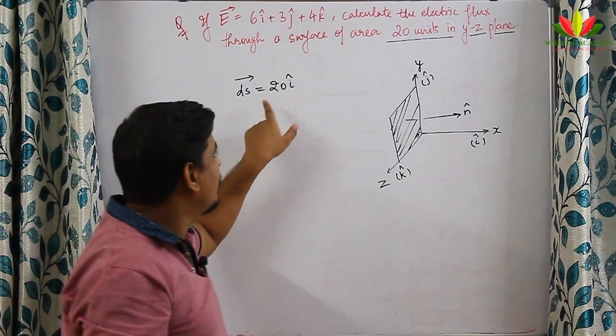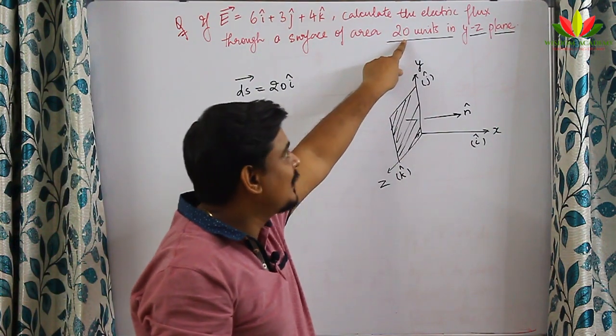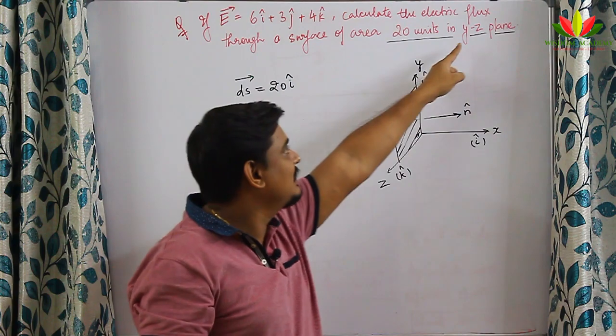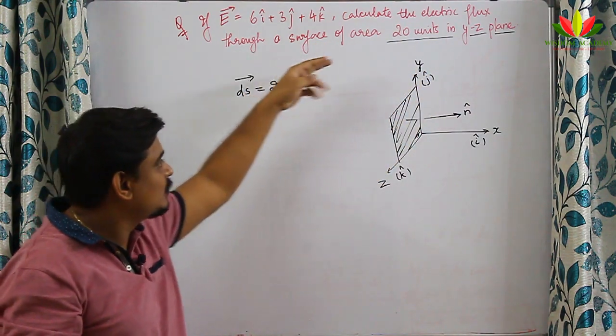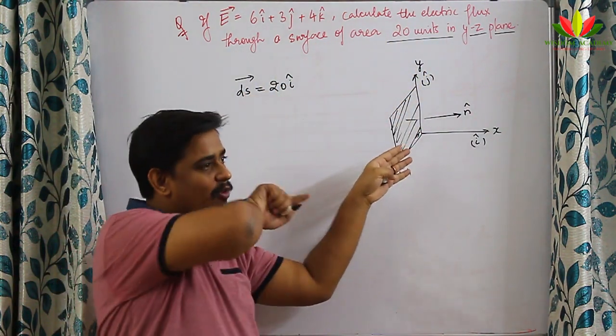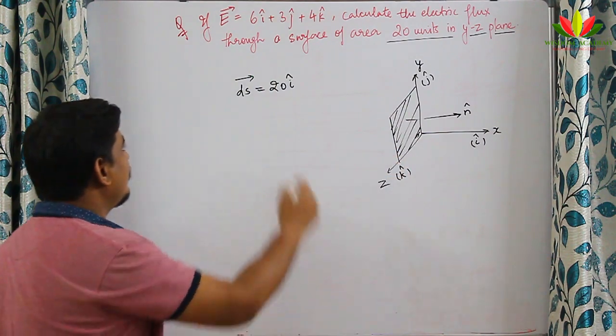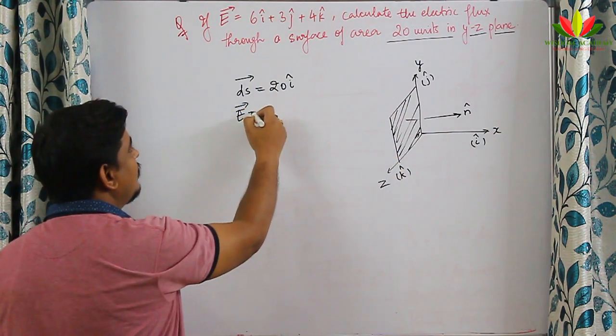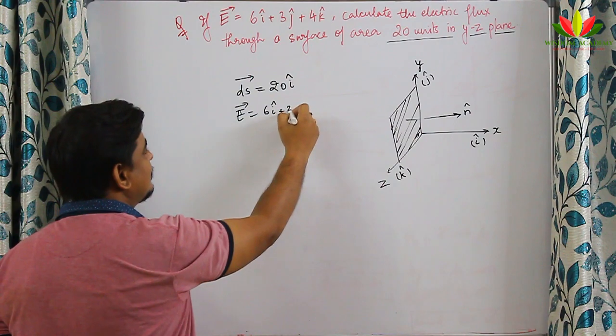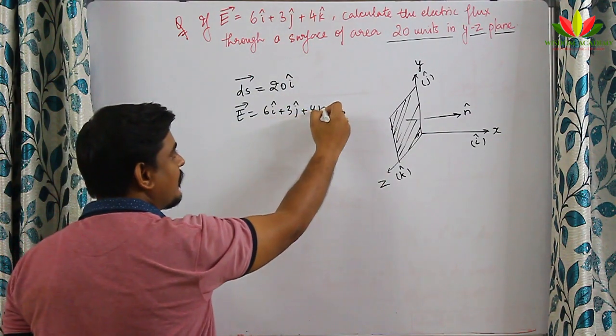How did I write it? Because they have given the magnitude as 20 units and they have told us the area is in the YZ plane. So, it is passing through the YZ plane. So, the YZ plane will have its normal in this direction, and already they have given the value of the electric field. The electric field is 6i cap plus 3j cap plus 4k cap.